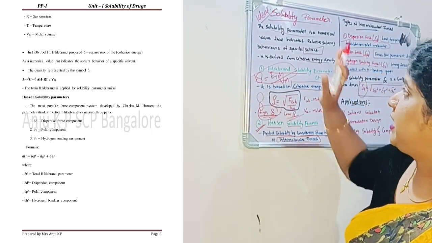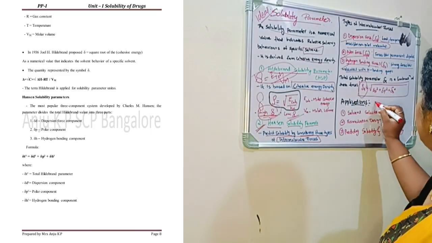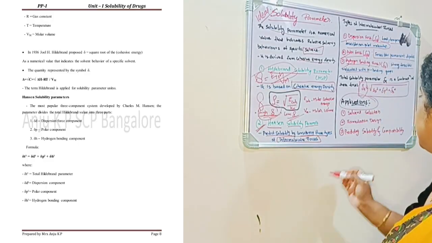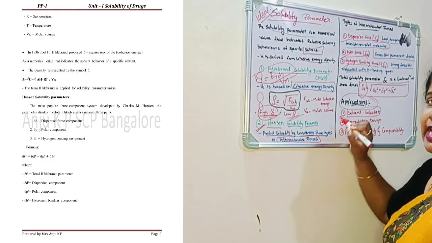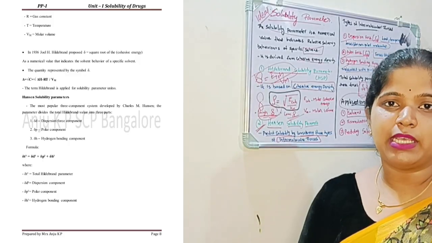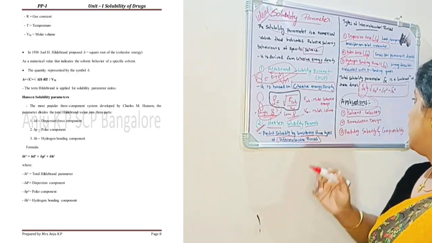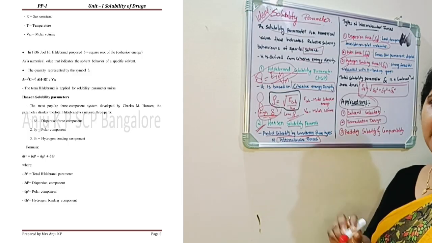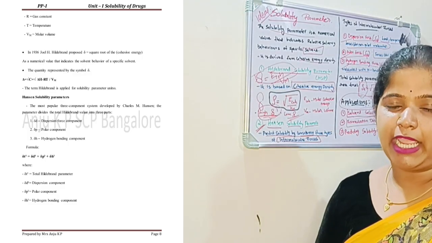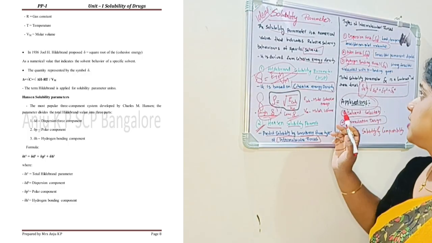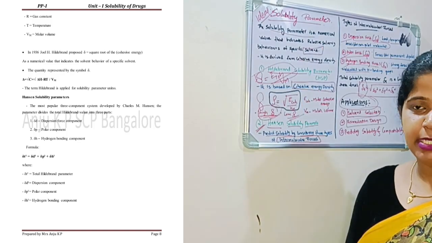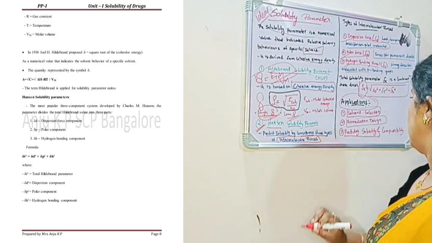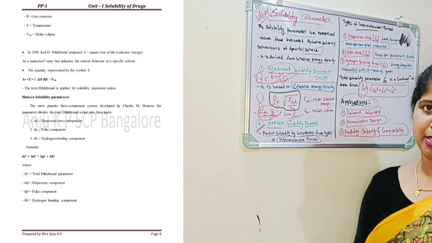That's about the ideal solubility parameter, and we have to know where it is applicable. The applications: if we want to select a suitable solvent for a particular drug or solute, it will help with solvent selection. Then formulation design, when we are going to formulate a particular dosage form, the ideal solubility parameter will help. It also helps to predict solubility and compatibility.